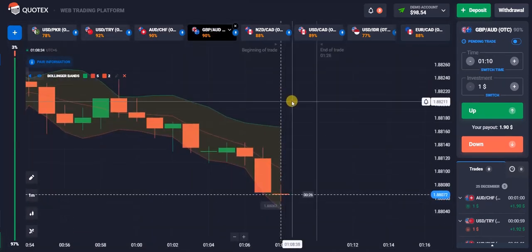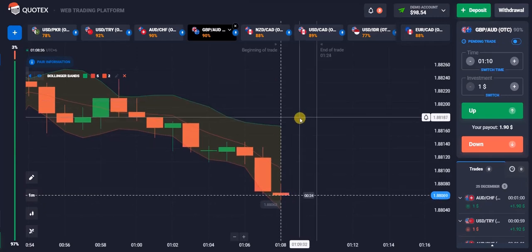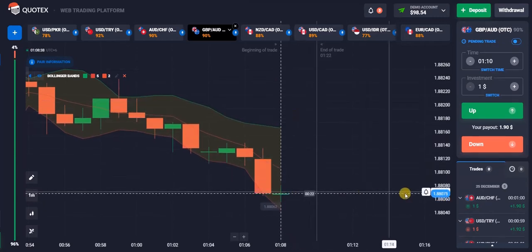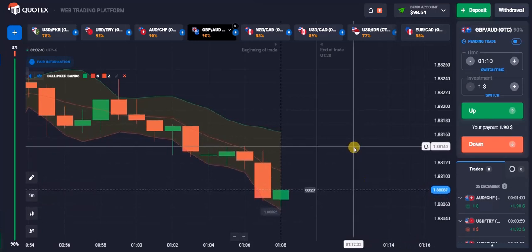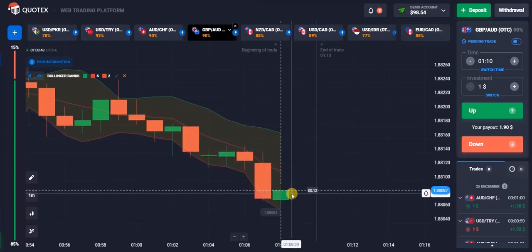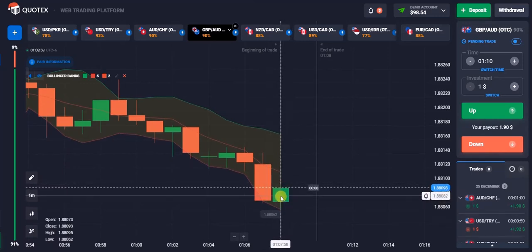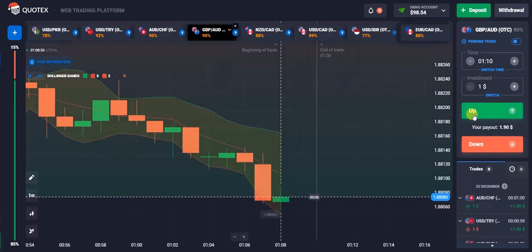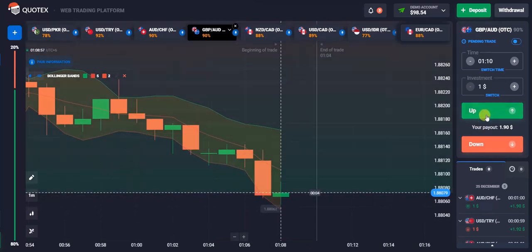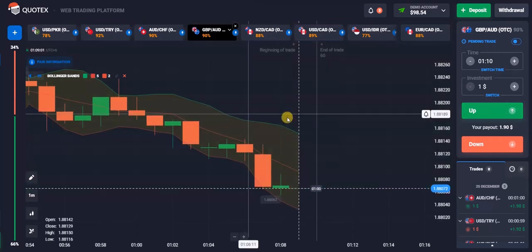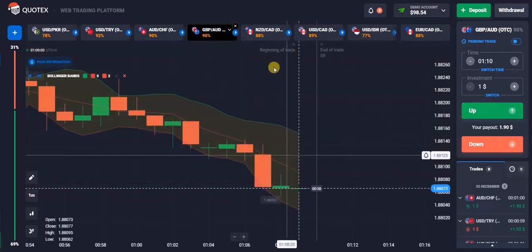Let us see if we can find an opportunity to trade. Here is a green candle. If it becomes a healthy green candle, not a doji, not a pin bar, or a hammer, then we're gonna take an up call. It is almost a doji. If it is a doji, we're gonna skip it. So we're not gonna take a trade here.